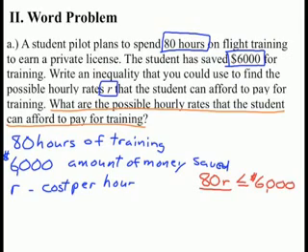Now we just solve the inequality for R by dividing both sides by 80, and the hourly rate that we can afford to spend is $75.